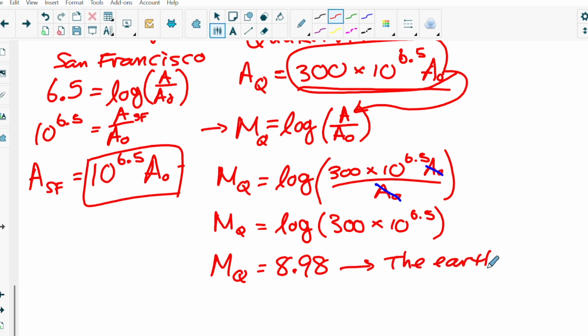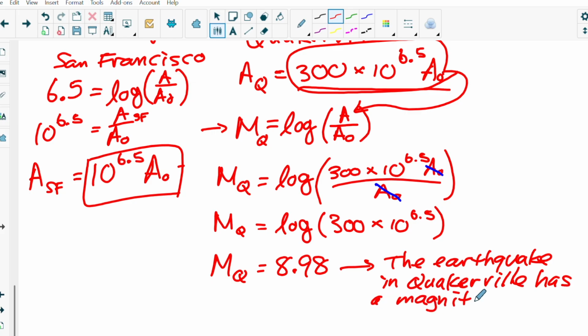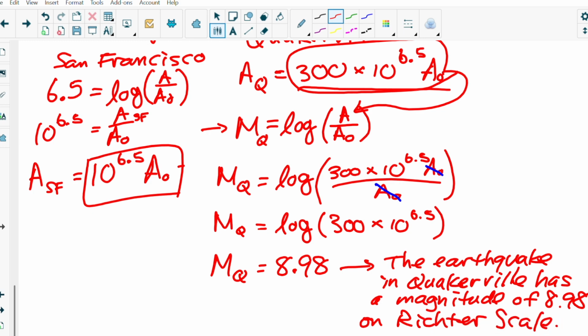Okay, so what does that mean in words? The earthquake in Quakerville has a magnitude of 8.98 on the Richter scale. All right.